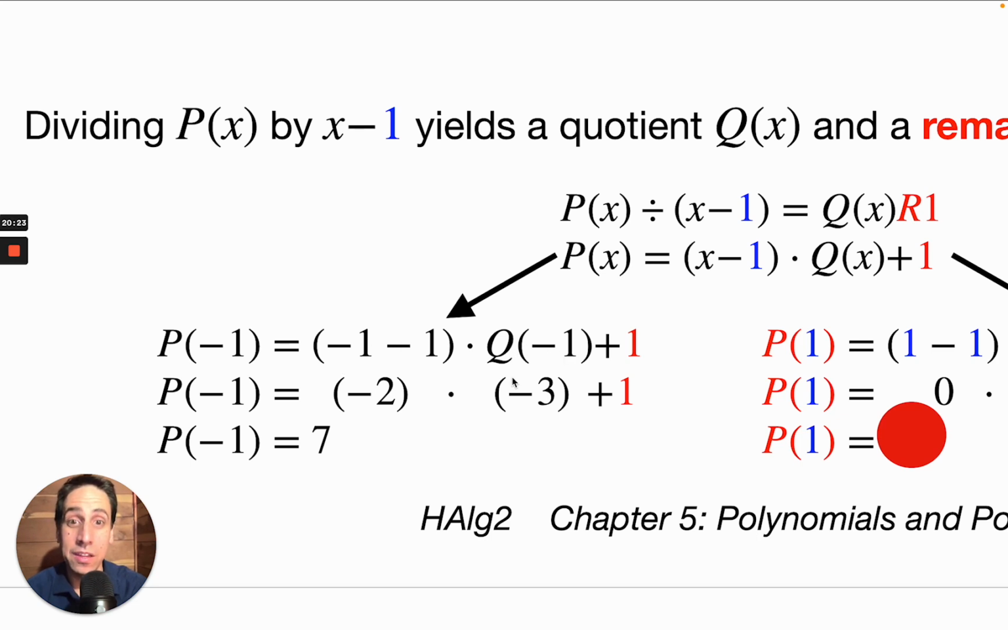Q of negative 1 is, as they tell me, equal to negative 3. I don't even know what q of x is. I don't know what the output would be if the input were 5 or 10 or negative 3. But if the input's negative 1, then I can say the output is negative 3 for this other polynomial q of x. Then negative 1 minus 1 is negative 2, and the remainder is 1. So 2 times negative 3 is positive 6, plus 1 is positive 7. So I don't know what the polynomial is, but I do know that if I happen to put negative 1 in, I can simplify everything out and I get positive 7.